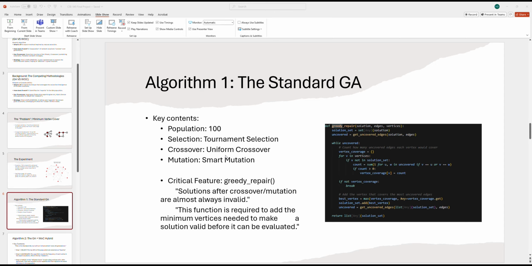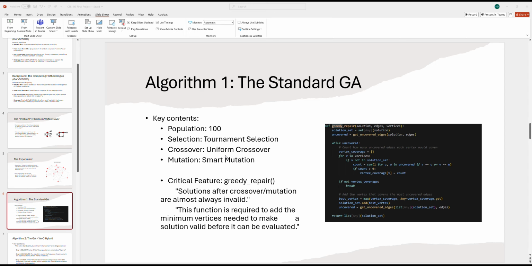Next, we use tournament selection. This is our survival of the fittest, basically derived from Charles Darwin. The algorithm picks 5 random solutions from the population, and the one with the best fitness, the smallest, most valid vertex cover, gets to be the parent. Once we have 2 parents, we use uniform crossover to create a child. We go through every vertex in the graph. If a vertex is in both parents, the child inherits it. If it's in neither, the child doesn't. If it's only in one parent, there's a 50-50 chance.